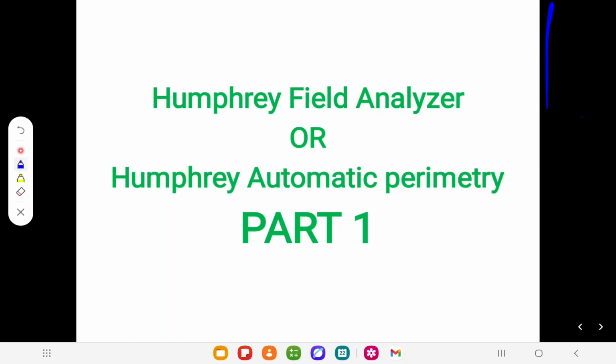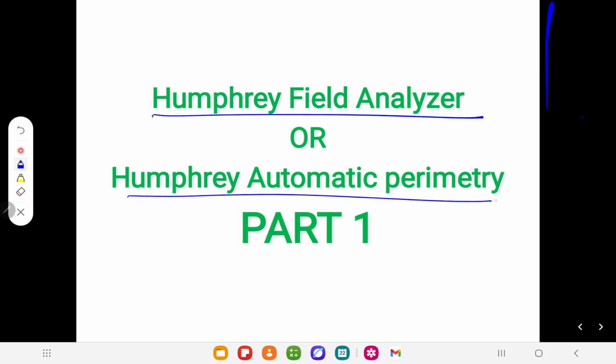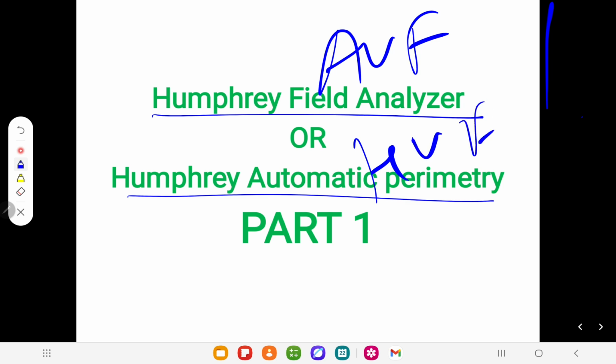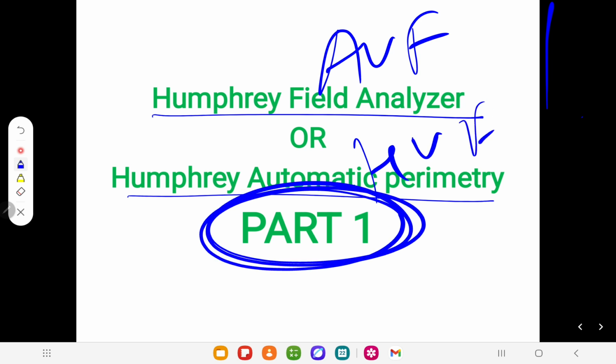Okay, from today we are going to discuss the Humphrey field analyzer, or Humphrey automatic perimetry, or whatever you call it. I call it AVF, automated visual field. Sometimes it's called SVF, Humphrey visual field. Doesn't matter. We start from today. It will take maybe 10 videos. I don't know. Let's move and let's discuss.